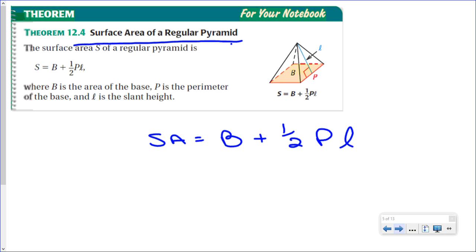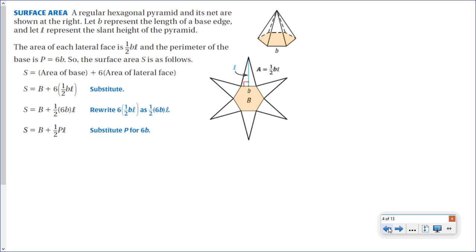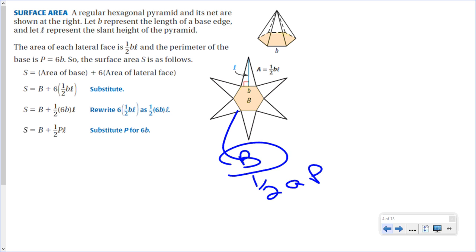All right, now let's go back and talk about it a little bit. On a pyramid, if you break it up, you'd have a couple triangles and then the base. The base is a formula we've talked about, so capital B in this hexagon would be 1/2 AP. Now you've got a bunch of triangles, so you could find the area of one triangle and multiply it by the number of triangles, or you could follow this formula.